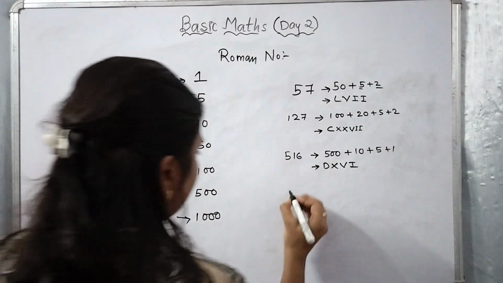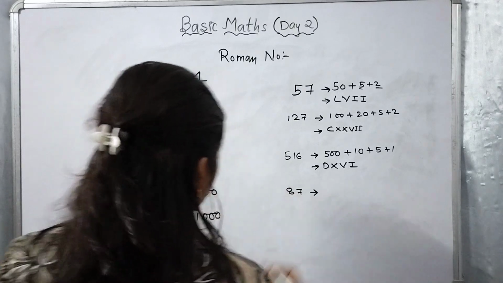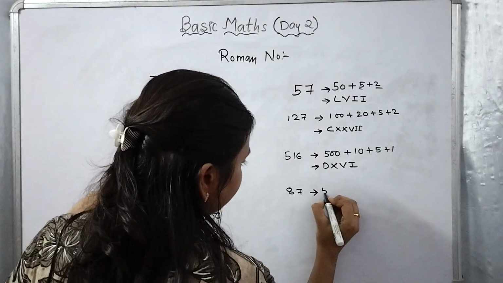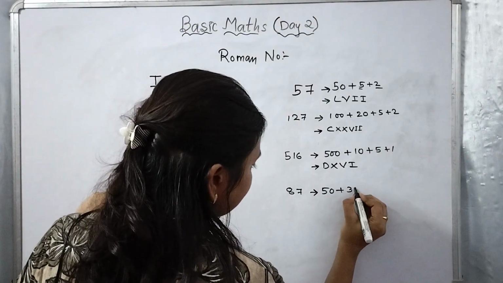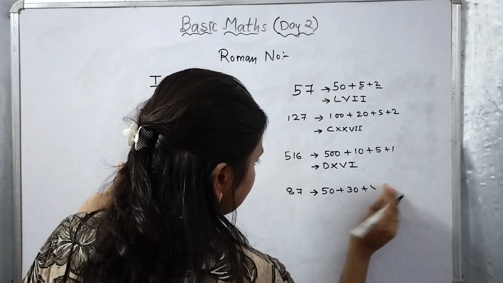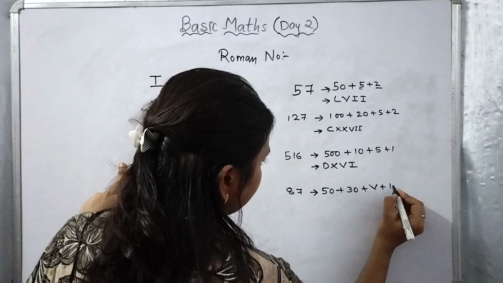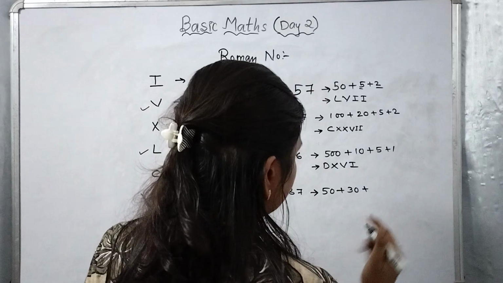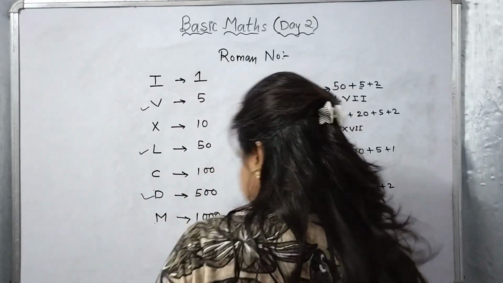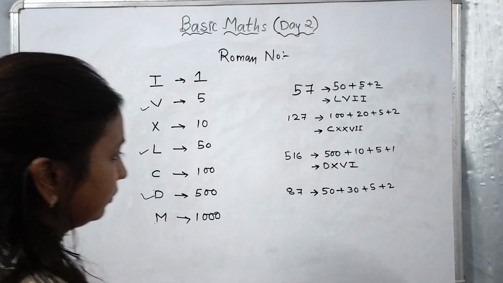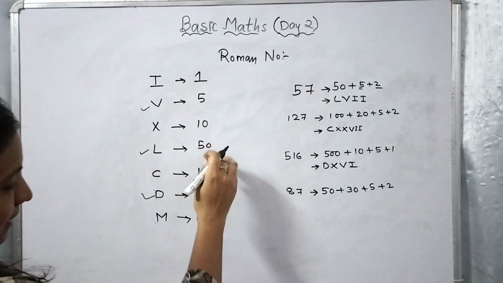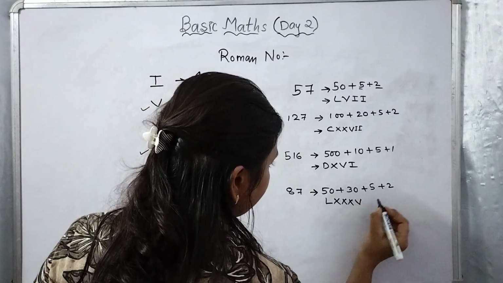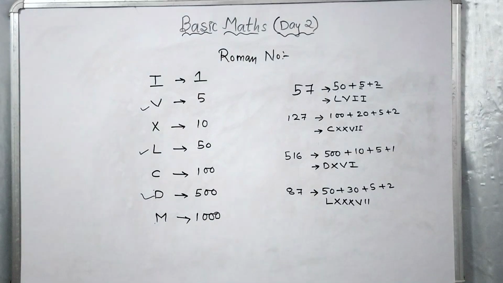And in last, let's take 87. For 87, what can be done? We have 50. Fine. We have 30, and we have 5 and we have 2. Fine. So 50 can be written directly as L, and 30 can be written as XXX, 5 can be written as V, and 2 can be written as II.